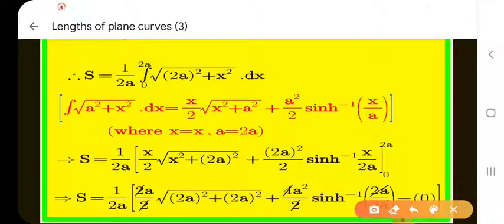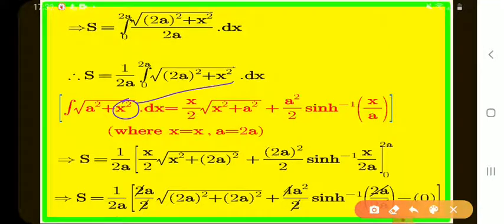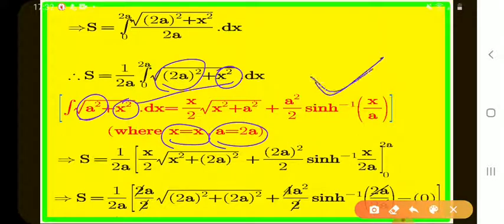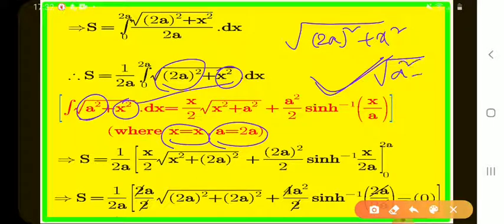But here we have x square as it is, but in the a square place we have (2a) square. So I put x equals x and a equals 2a in this formula. Are you clear? Here also we have the same model equation. What is that equation? (2a) square plus x square. But we have the formula for a square plus x square. What is the difference? In the formula we have a, but in this equation we have 2a. So I put x equals x and a equals 2a in this formula.